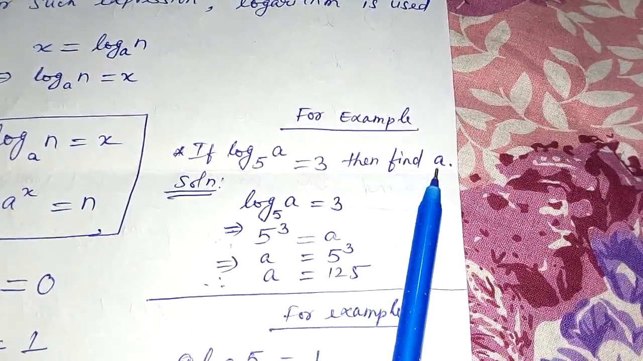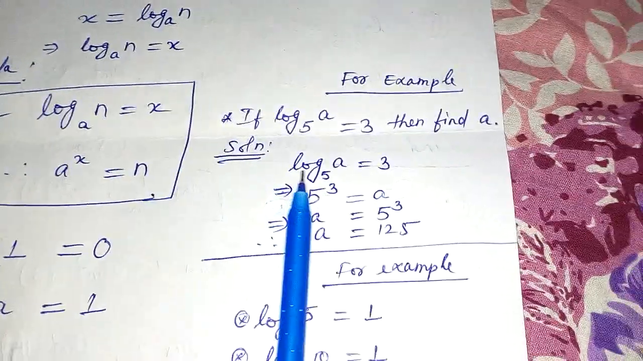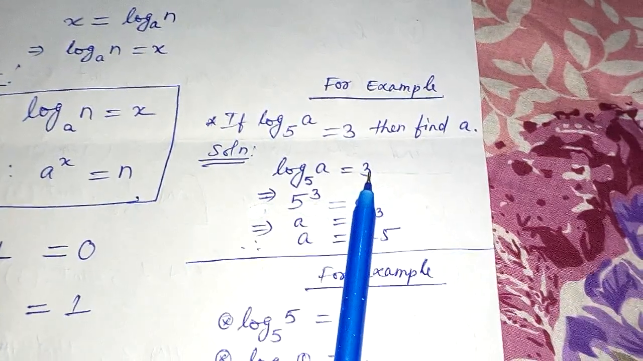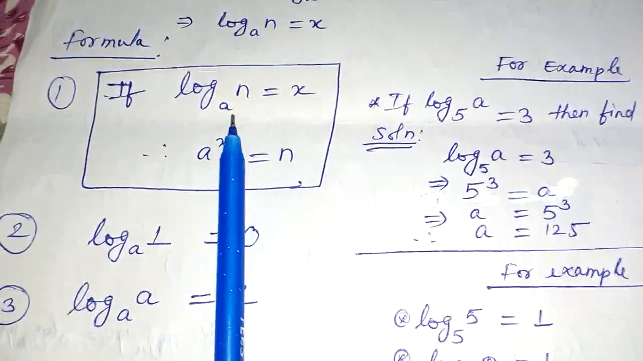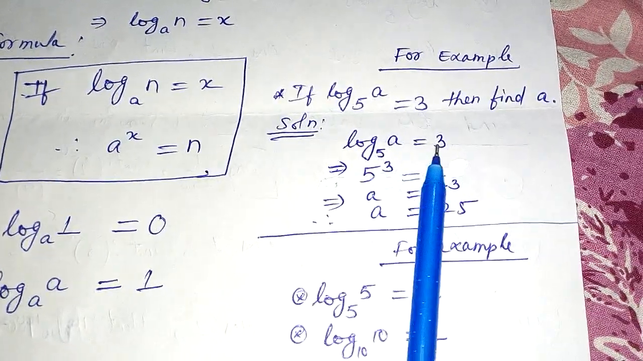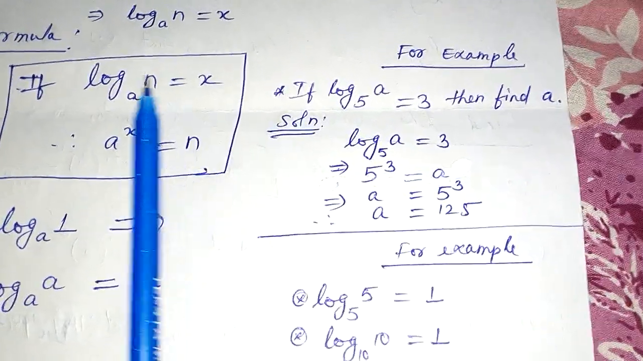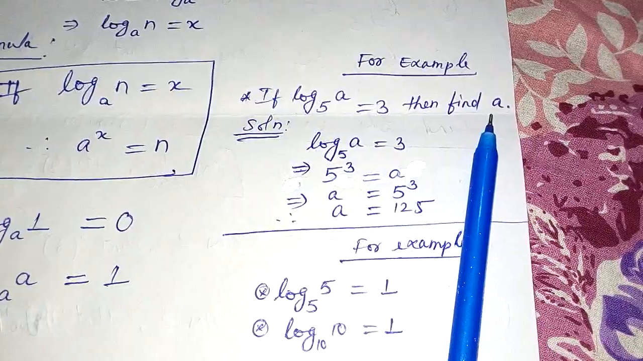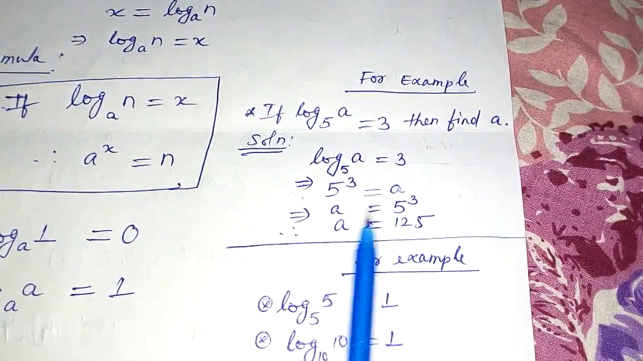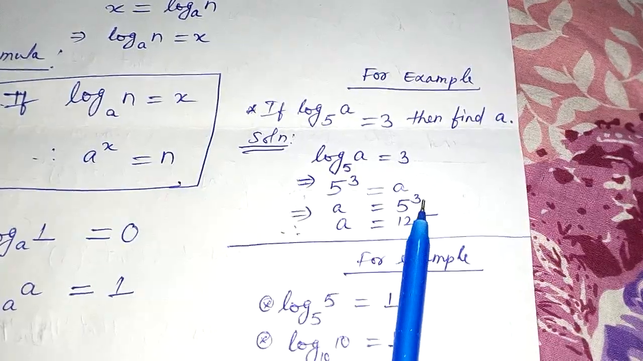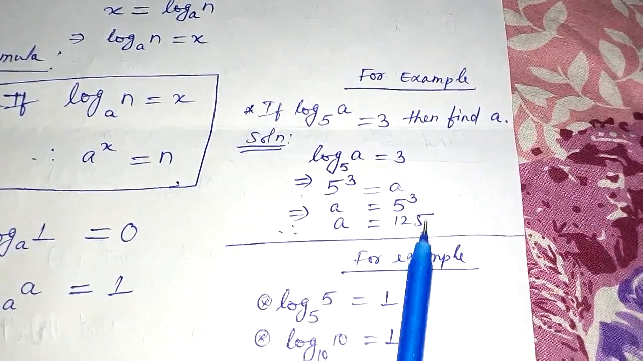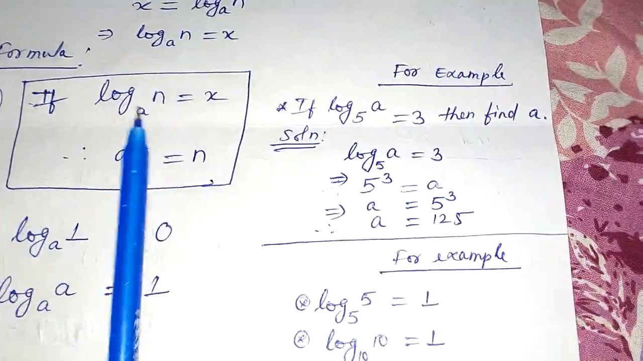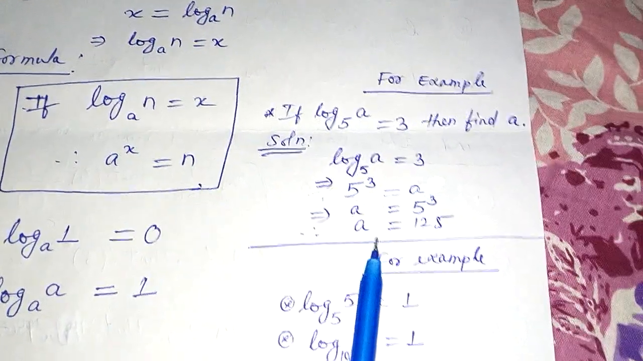Suppose for one example, if log a base 5 is equal to 3, then find the value of a. According to this formula, the 5 comes here and 3 becomes the power of 5, that means 5 power 3 equal to a, just like a power x equal to n. Since they are asking us to find the value of a, I can interchange and write a equal to 5 power 3, and 5 power 3 is 5 into 5 into 5, which is 125. So finally a equal to 125.